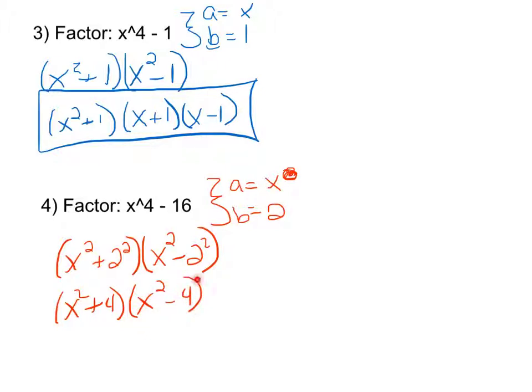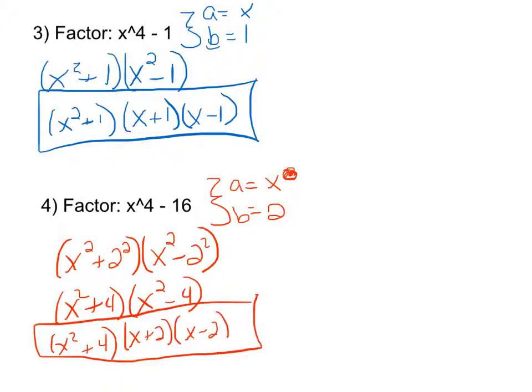I recognize again that this is perfect square minus perfect square, so I can factor that further to be x plus 2 times x minus 2. Giving me my most factored form. So again, x to the 4th, very similar to some strategies we're using with x squared.